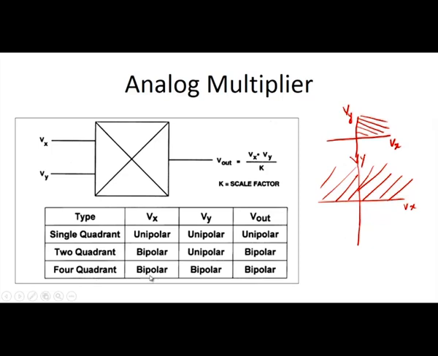And in the four quadrant multiplier, all are bipolar: Vx, Vy and the output. You can get the output in all directions. Vx is in both directions, positive as well as negative, and Vy also varies from positive to negative. So the output will be of either polarity, either a positive value or a negative value. So these are the types of analog multiplier, according to how the inputs vary from one region, or quadrant, to another.